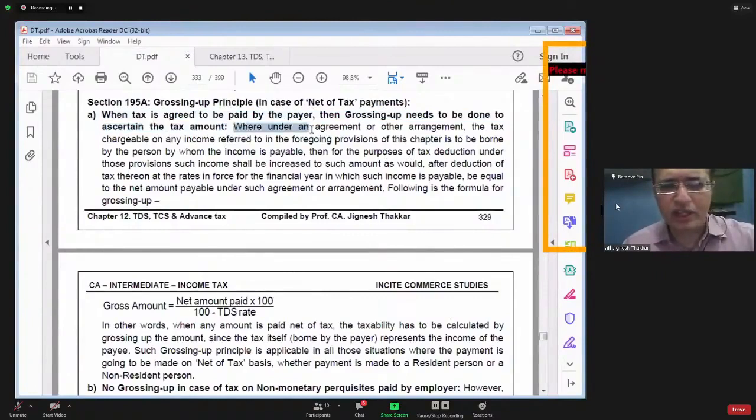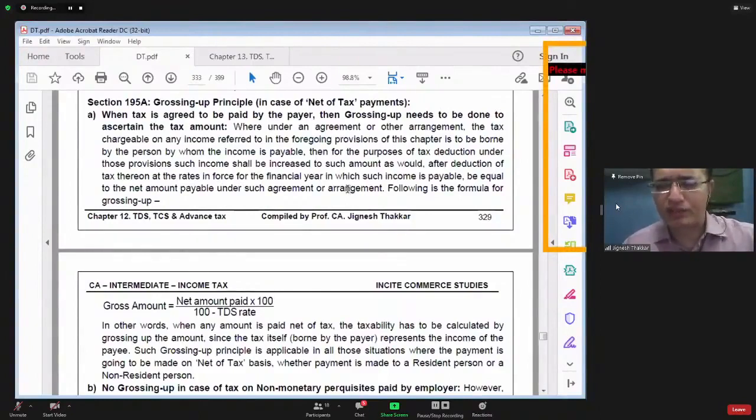When, under an agreement or any other arrangement, the tax on any income referred to in the foregoing provisions of this chapter is borne by the person by whom the income is payable, in other words, the payer is bearing the tax, then for tax deduction at source under this provision, such income shall be increased to such an amount as would, after deduction of tax thereon at the rates in force for the financial year in which such income is payable, be equal to the net amount payable under the agreement or arrangement.